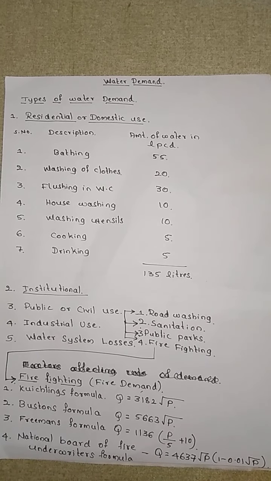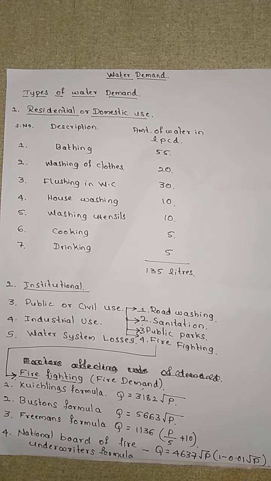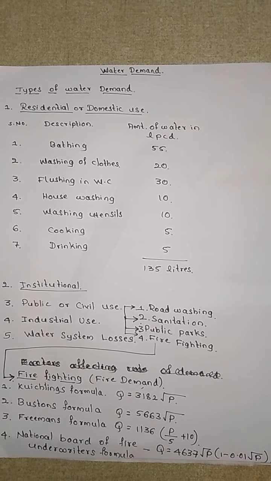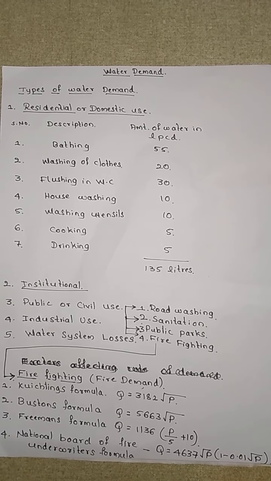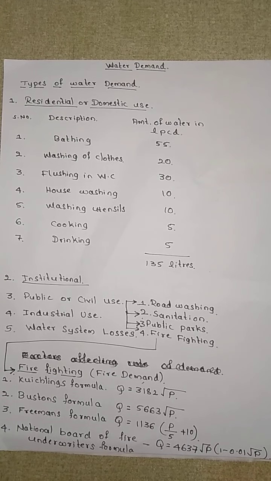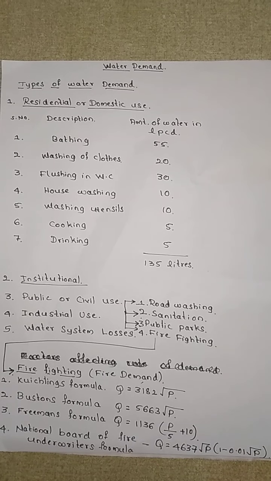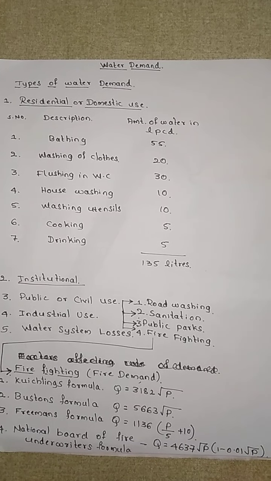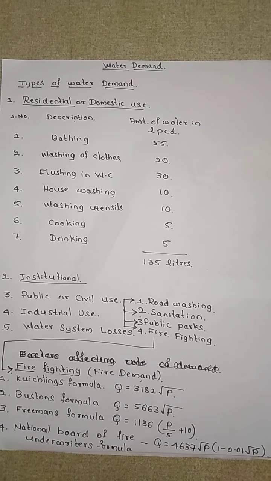The next type of water demand is for public or civil use. These are normally utilized for public facilities. In that, the first is road washing, that is for cleaning of the roads, then sanitation of the public lavatories. The third is the amount of water required for public parks, that is for gardening, and then firefighting. In this, the first is for roads and the municipality area, where we require around 5 liters per head per day.